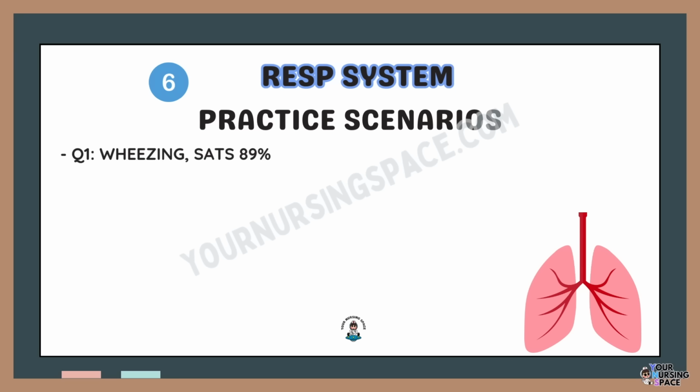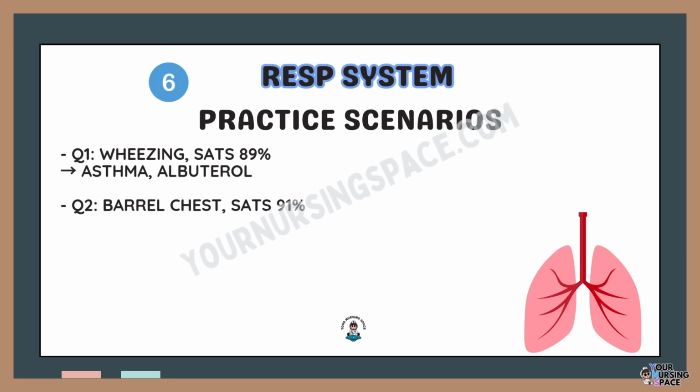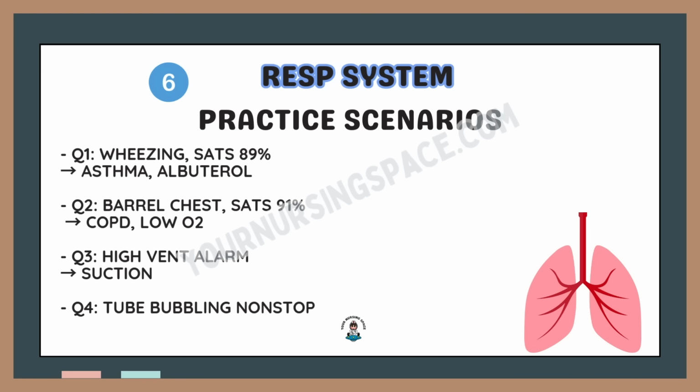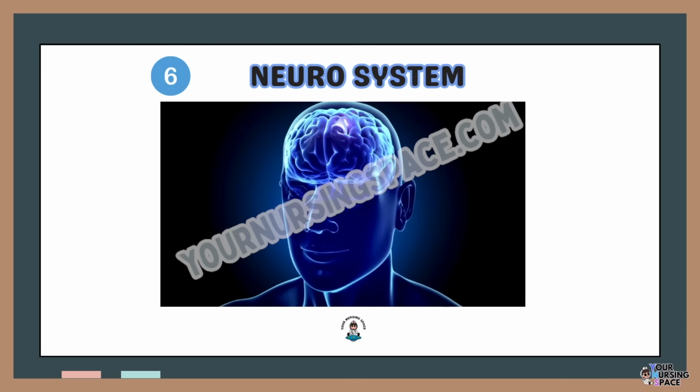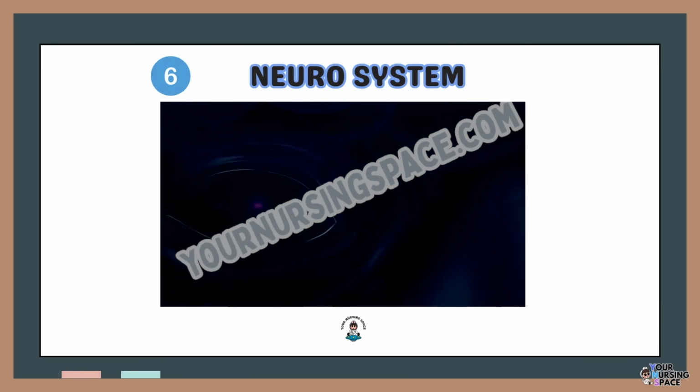Patients wheezing, SATs at 89. That's asthma, so give albuterol fast. Another one is when barrel-chested, SATs at 91. It's COPD, so give low-flow oxygen and keep it chill. Alarms screaming high, then suction the vent. What if the tube's bubbling nonstop? Then hunt that leak.